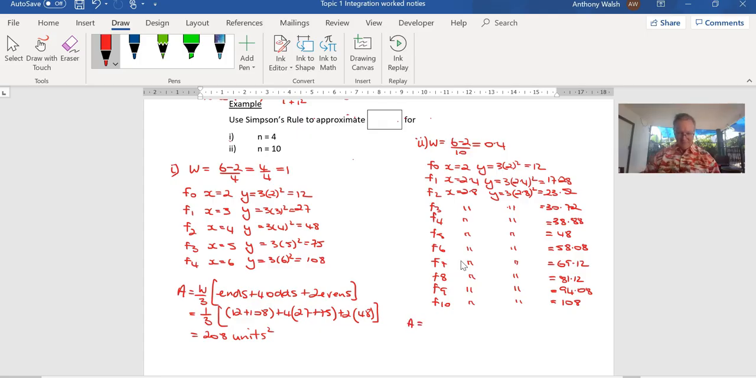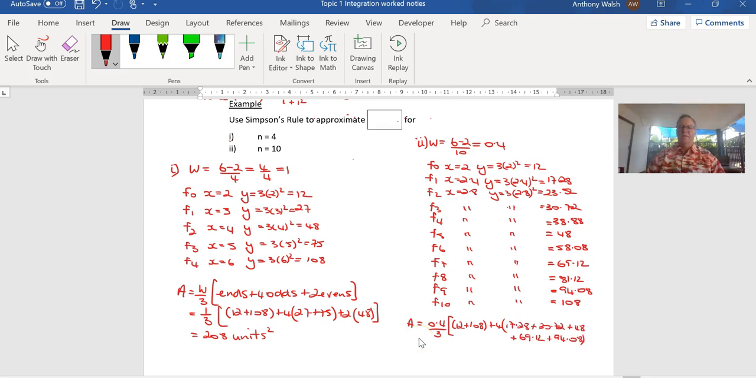So how do I find the area? I need to take, again, the width and divide it by 3, and then the ends plus 4 odds and 2 evens. Now the width in this case is 0.4. Still got to divide by 3. Times that by adding the ends together, which is 12 at the beginning and 108 at the end, plus 4 times the odds. Now the odds are F1, F3, F5, and so on.